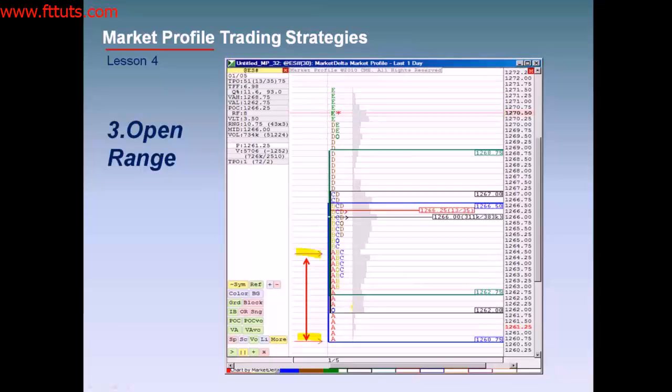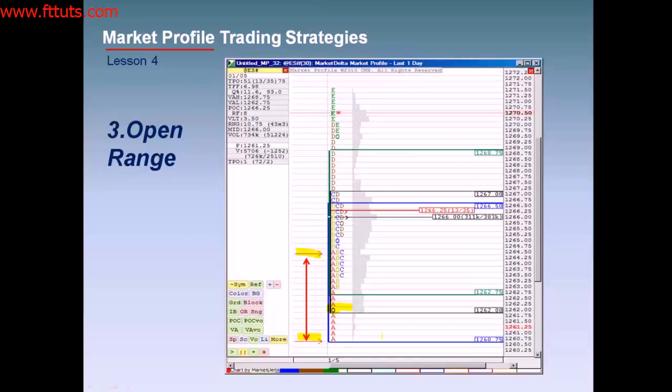First of all, we need to be able to identify the open itself, and the open was at 1262, exactly at 1262. Now, prices dropped from the open, and they also went up. So the range encompasses the entire movement, not just from open to close, but the entire span, all of the TPOs, every single price that was printed during that first half hour comprises the open range for me. So in this case, my open range is all the way from 1260.75 all the way up to 1264.50. That's my open range.